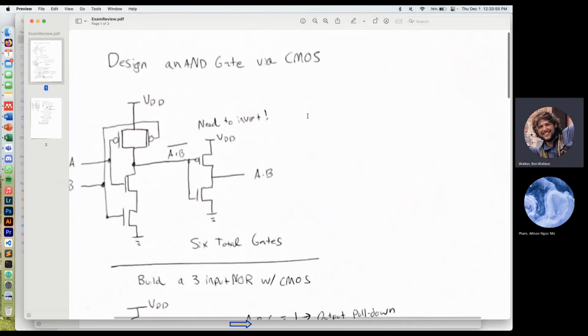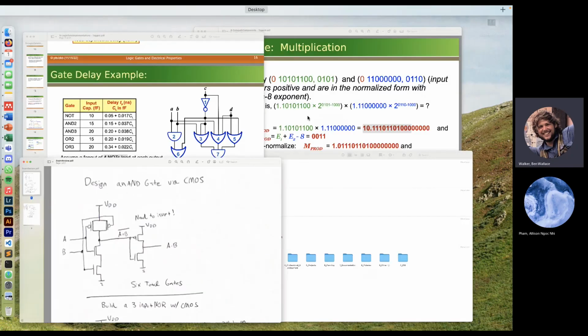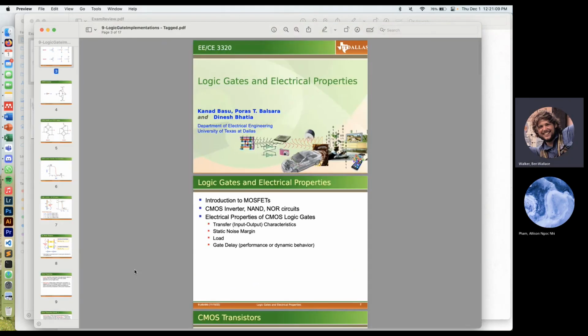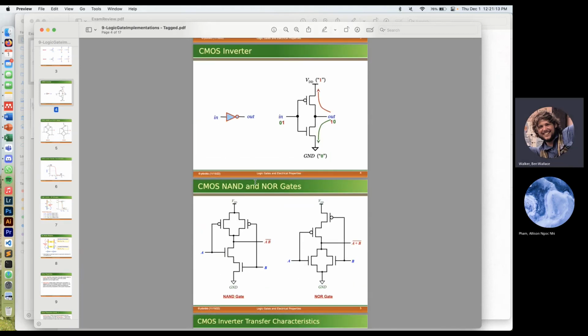I have 2 other examples to go through. Sorry, 3 actually. Now we're done with the slides and we're good to go to the examples. Let's say we're tasked to design an AND gate with CMOS. Right now we have 3 examples that we've seen: an inverter, a NAND, and an OR.